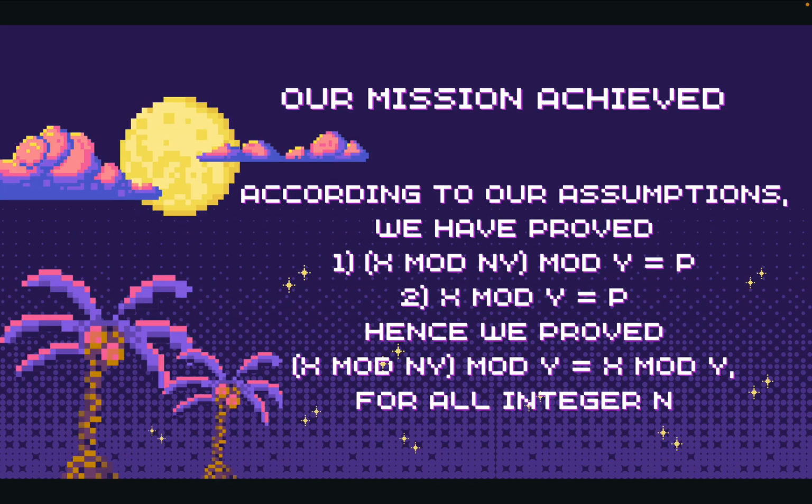And so our mission is achieved now. According to our assumption, we have proved that (x mod ny) mod y is equal to p when p is equal to x mod y. That's what we assumed and we proved it. So yay. And one more thing, n is only an integer, n is nothing else.